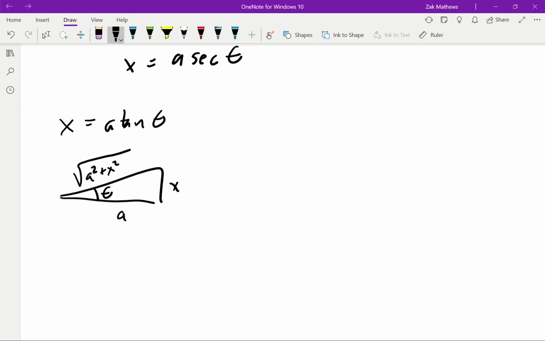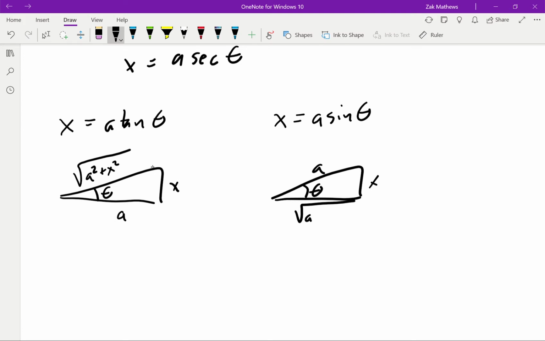So we should be thinking of a way to connect this to the first example I wrote up. Think about x equals a sine theta. Well, for a given angle theta, the opposite is x, the hypotenuse is a. And using our Pythagorean theorem, that means the third side is the square root of a squared minus x squared. That's looking a little bit more similar to the example I started off writing on the screen, where we had the 9 minus x squared.